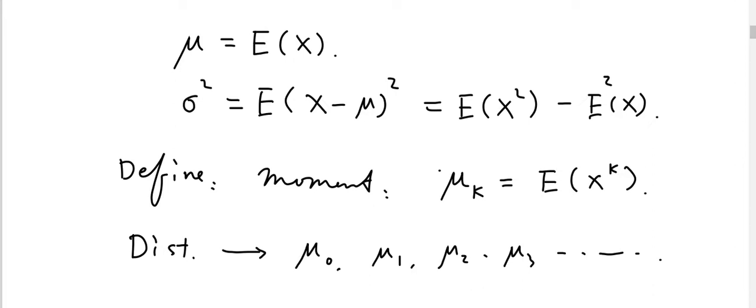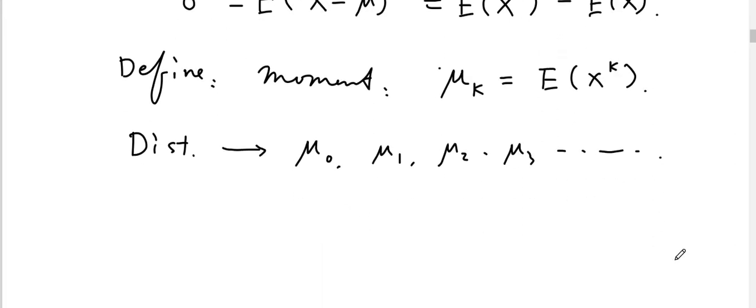So from a distribution, we can produce those moments. One distribution just determines those numbers, or moments. Then how about going back? From mu0, mu1, mu2, from those numbers, can we determine a unique distribution?